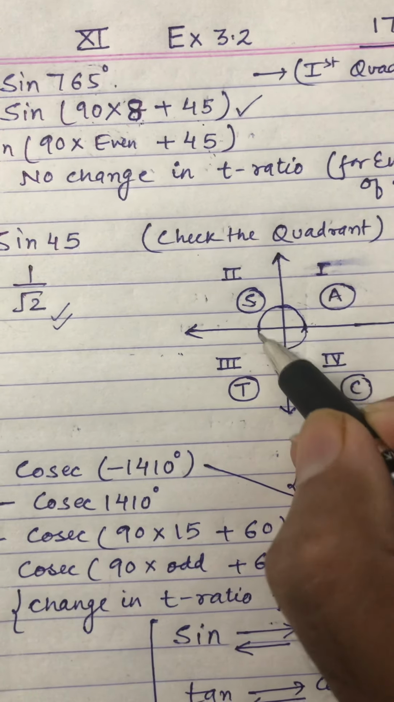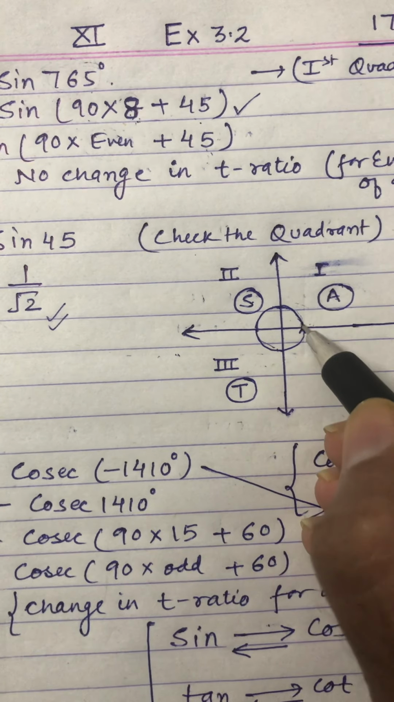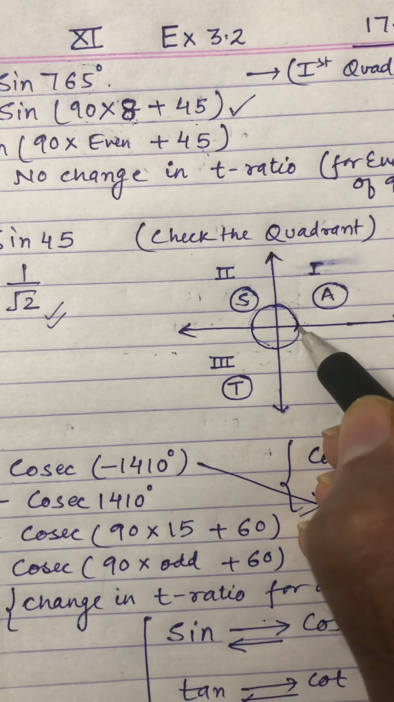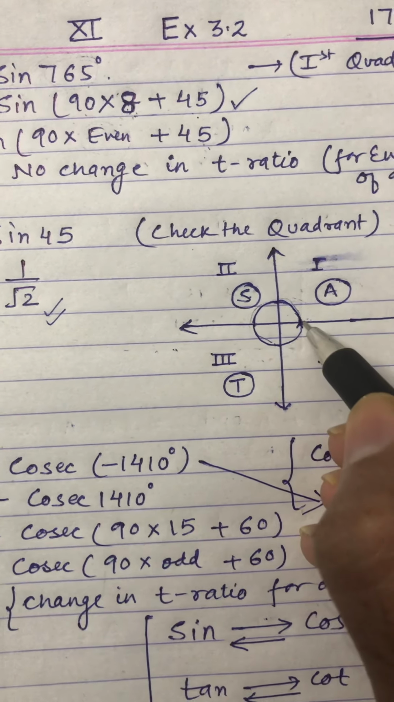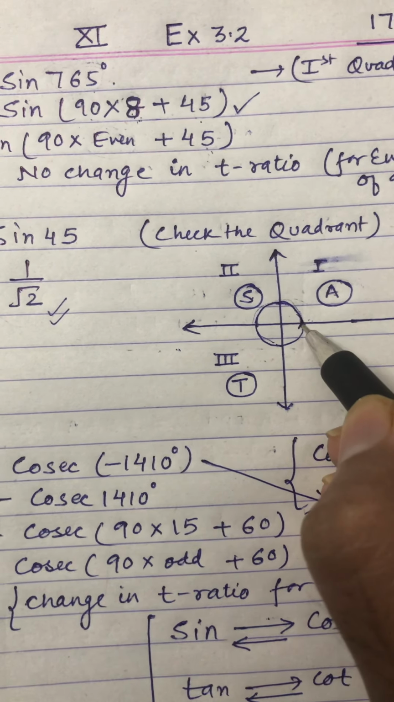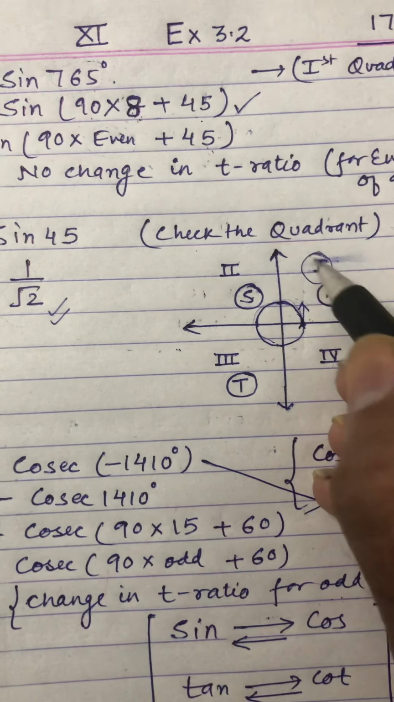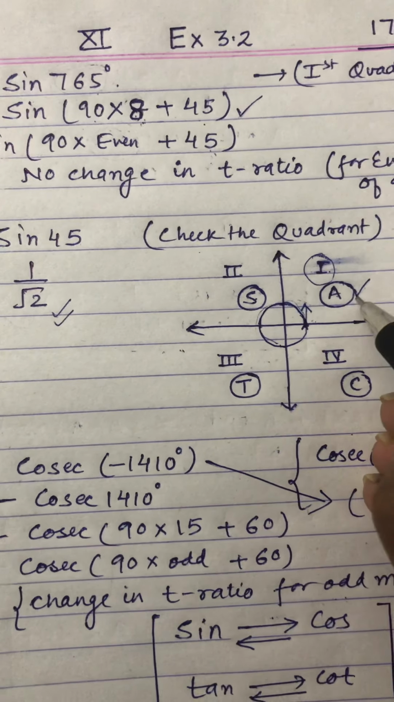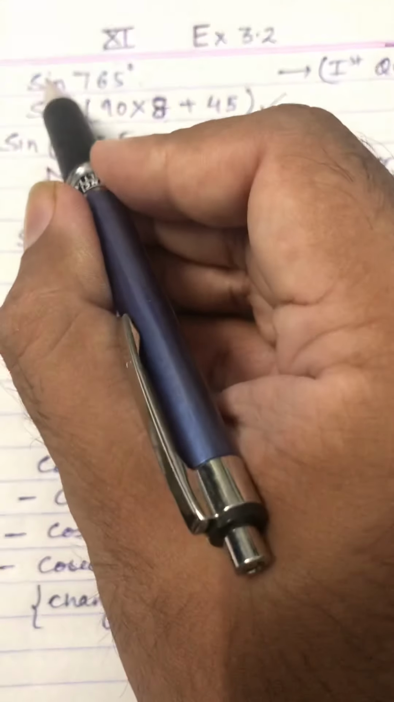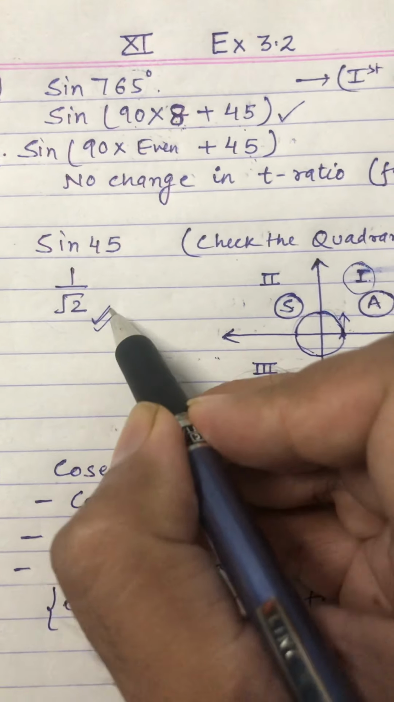1, 2, 3, all these are 90. So 90 into 4 you will reach here, 90 into 8 again you will reach here. So 90 into 8 you will reach at this point, plus 45. So in which quadrant will you move? In the first quadrant, and in the first quadrant all the trigonometric ratios are positive. That's why the value of sine 765 will be 1 by root 2.